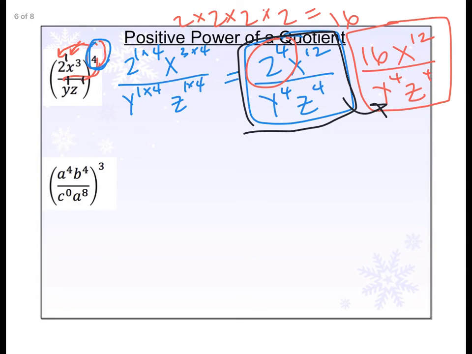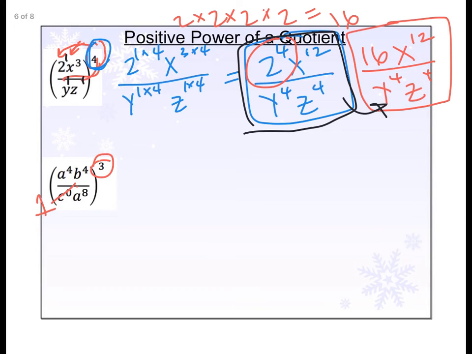All right, looking at another example here. So here we have the power of 3 outside. That's going to go to everything inside. Here, the one thing I do notice right away I want to simplify is the c to the 0. Anything to the 0 power is 1. So I can cross that out right away. That 1's not going to affect anything, and that simplifies the problem.